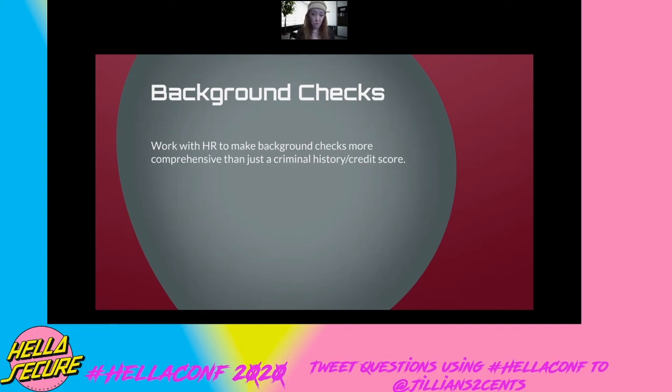So if you're working with a tech recruiting company, for example, ask them what their background check process is. And for God's sake, check references. A surprising amount of hiring managers don't check references. So just check references. And if they don't have any references, that's a warning sign.